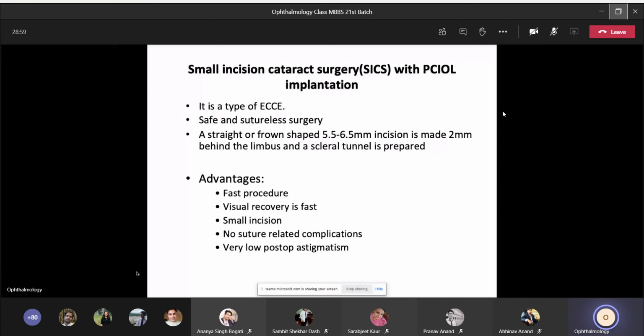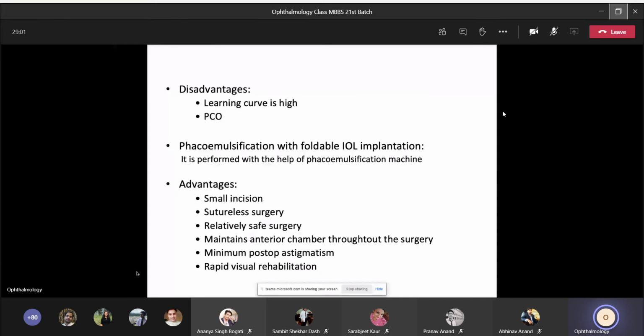But the disadvantage of this kind of surgery is that the learning curve is very high. It's a closed chamber technique, and the surgeon needs expertise in this procedure. They need to learn this surgery, and the learning curve is high among some surgeons. And the chance of a fissure is always there in any kind of cataract surgery, because it's a physiological phenomenon, but we have to mention it.